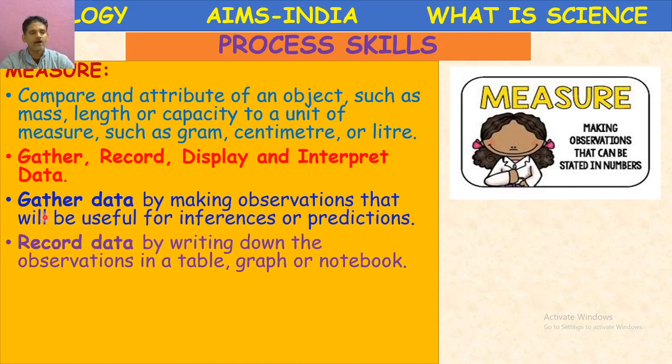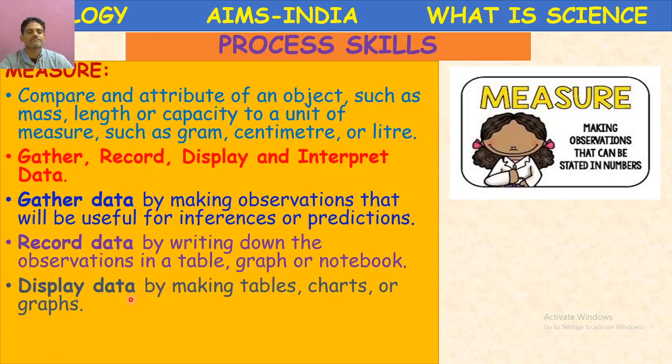Next, after gathering data, record data. Record data by writing the observations in a tabular form, a graph, or in the notebook. Whichever method is easy to remember, you have to choose it and make the observation in the form of a note, a table, a graph, or a notebook. Next, display data. After recording data, you have to display it. By making tables, charts or graphs, you can display the collected data.